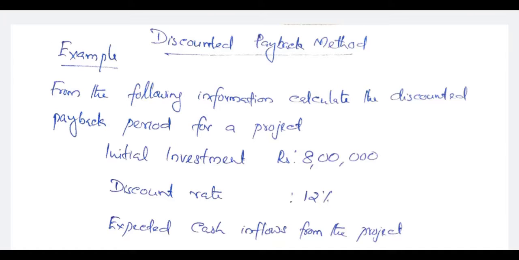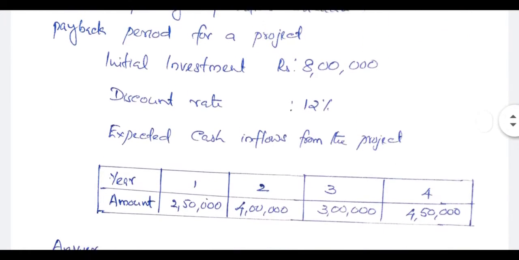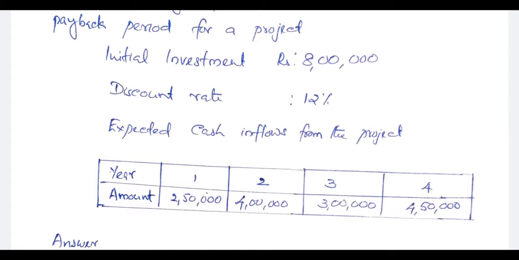Initial investment rupees 8 lakh. Discount rate 12%. Expected cash inflows from the project: first year rupees 2 lakh 50,000, second year rupees 4 lakh, third year rupees 3 lakh, and fourth year rupees 4 lakh 50,000. So this is the problem. We have to find out the discounted payback period.